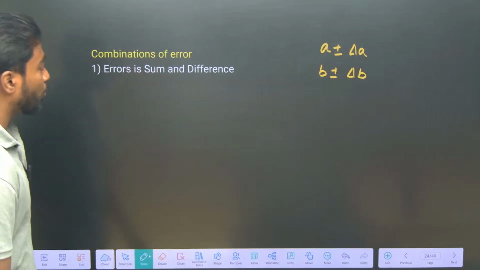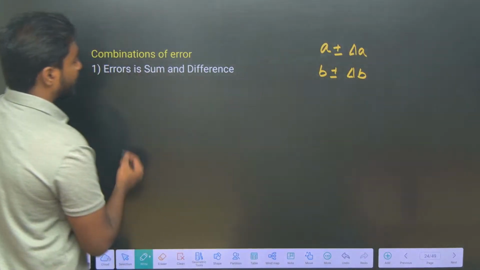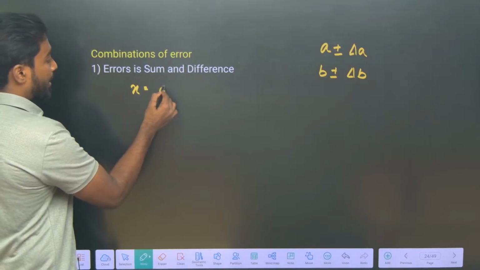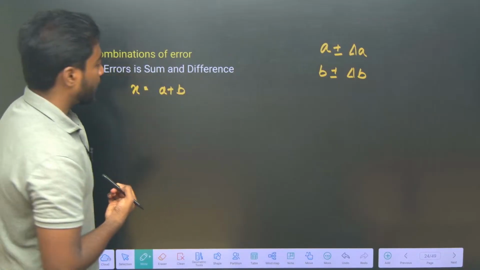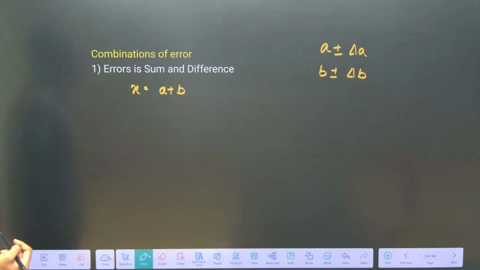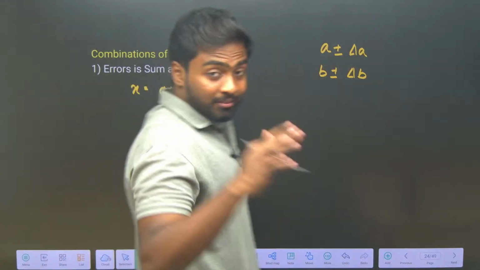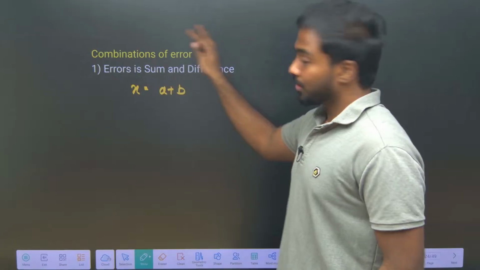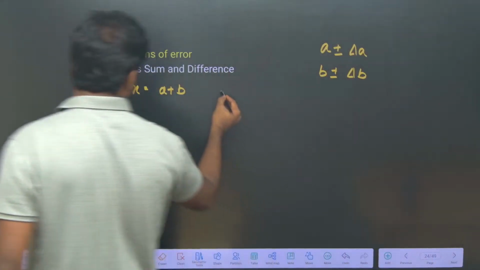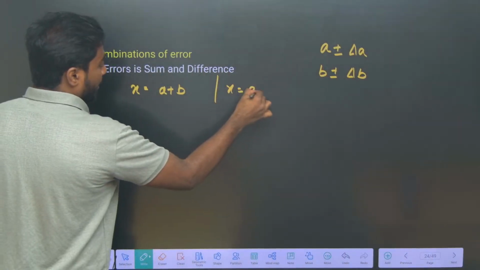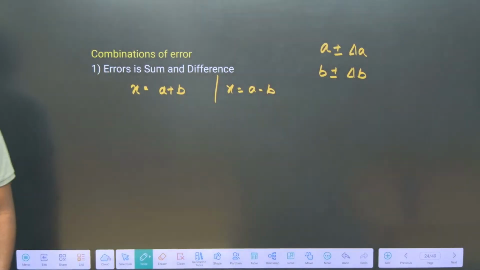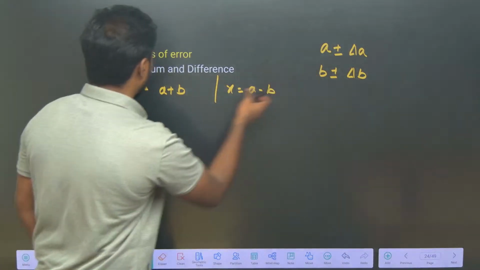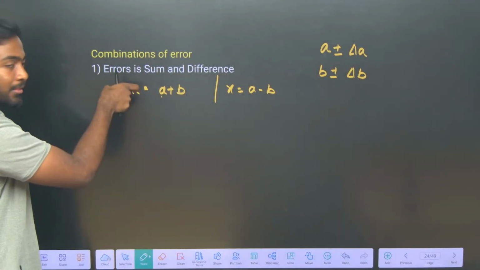Let me consider x is equals to a plus b. Okay, a plus b, right? First addition, only addition I am saying. For subtraction also same thing. What should I do for subtraction? x is equals to a minus b. Okay, a minus b I need to do, right? So here I need to consider the errors also. If I consider error for this one, error will be there for this also.